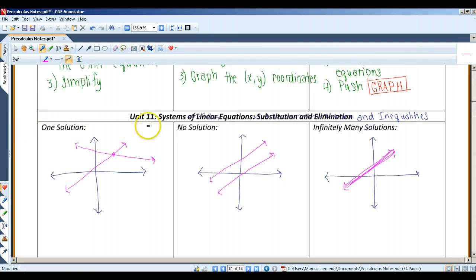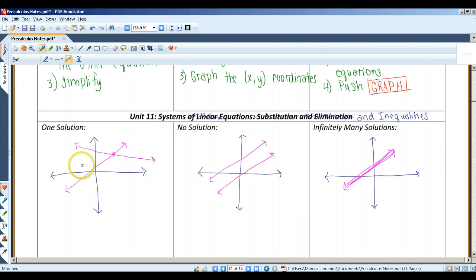Alright, last video of the year, Unit 11. This should say Systems of Equations and Inequalities. Sorry about the misprint. Whenever you solve a system of linear equations, there are three possible answers that you might get.